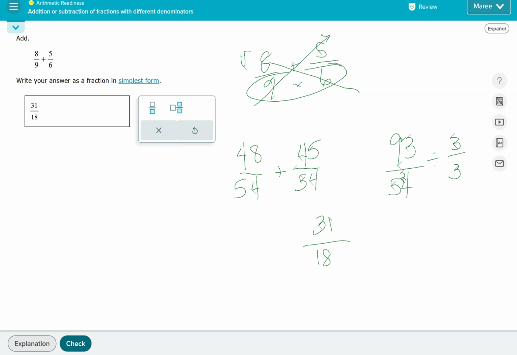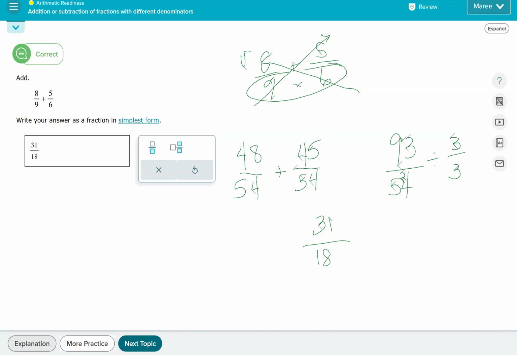If you used the least common multiple for this one, you would have seen that both 9 and 6 go into 18. So that's the one that you would want to use. And that's the end of our lesson.